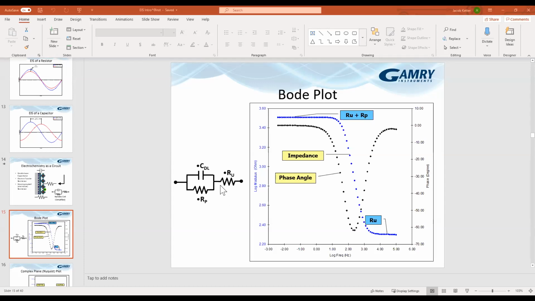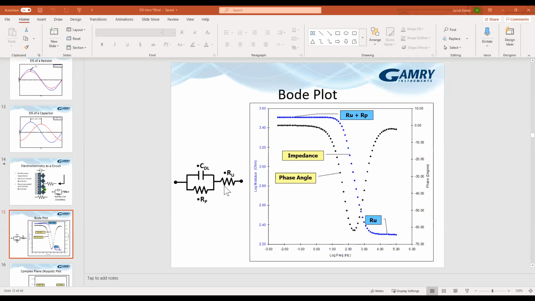On this plot, in this middle region, there's current going across both of these, and this capacitance has an impedance on the order of the total impedance we have in the system. When we get to really high frequencies out here, all we see is RU. The reason is all of the current is going across the double layer capacitance, and it is contributing. But at very high frequencies the impedance of that capacitor is so low that we just can't measure it. It's much lower than the impedance of RU.